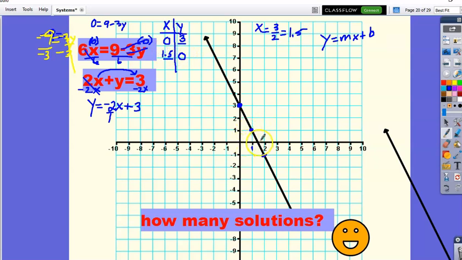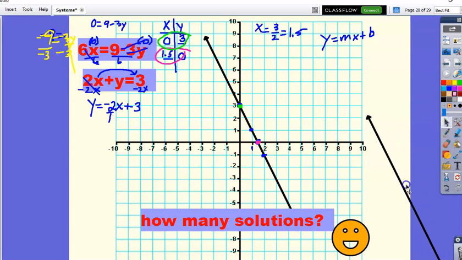So if I go over 1.5, 0, let me color coordinate this. I'm going to plot that point in pink. I'm going to plot this point in this green. Interesting. Look, it landed right on top of that line.